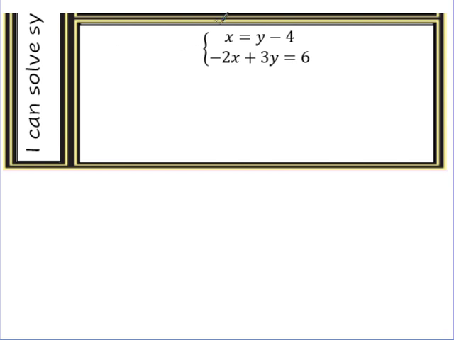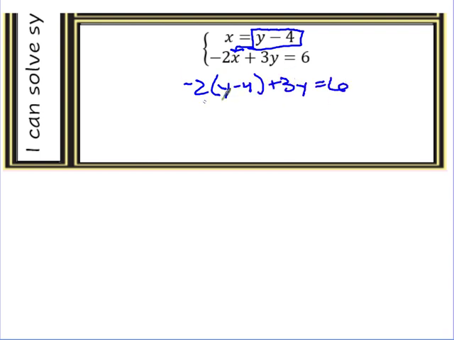Okay, here we go. So this one's a little different because we don't have y equals, we have x equals, but that doesn't change anything about this process. I have a variable by itself. I know what x is. X is y minus 4. So I can take whatever my x is and plug it in for x instead of y. That's the only difference, which is fine. So negative 2 times, well, my x is y minus 4, and that's plus 3y equals 6.